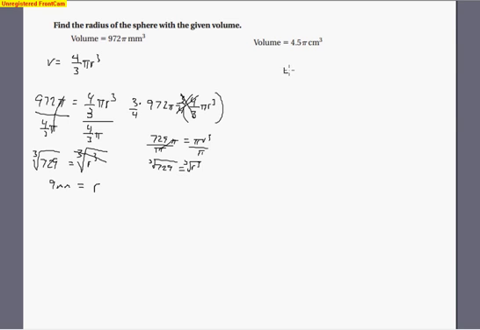So let's take a look at this next one here. 4.5 pi equals, and then we write 4/3 pi r cubed on the other side of the equal sign, because that's what the formula is. So we can pick either method. I'm going to use the division method for this problem. So I'm going to divide by 4/3 pi. The pi's cancel out.